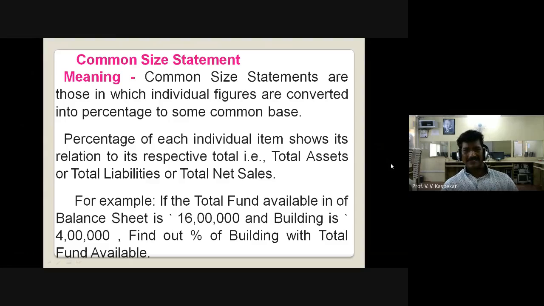So percentage of each individual item shows its relation to its respective total, that is total assets or total liabilities or total net sales, or maybe any other item. If we take an example, for example, if the total fund available in balance sheet is rupees 16 lakh, and building is of rupees 4 lakh in balance sheet, then find out the percentage of building with total fund available.